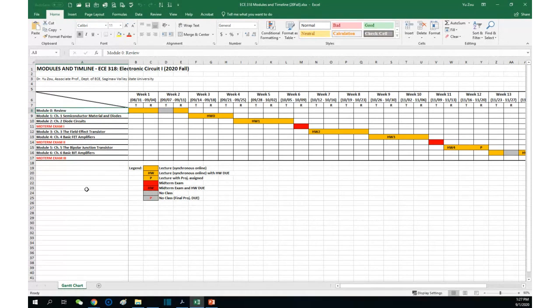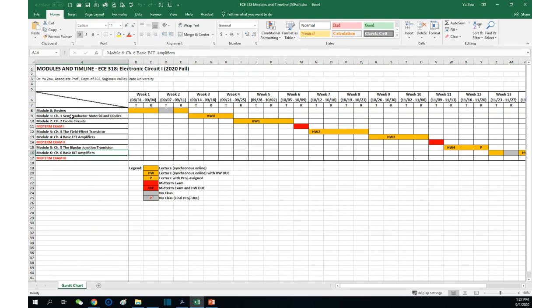This module 0 is going to take 2 weeks. There is quite a bit to review, especially the circuit 1 knowledge, because this class is full of circuit analysis. Your design is based on the circuit analysis, so it's not a surprise. You have to be very fluent in the circuit analysis techniques, and followed by module 1 through 6.